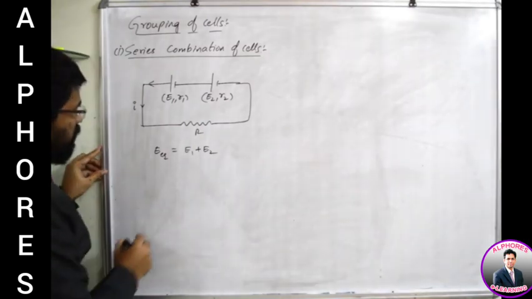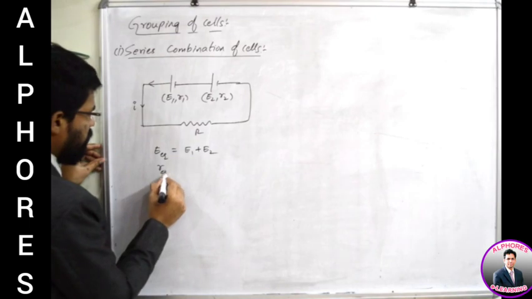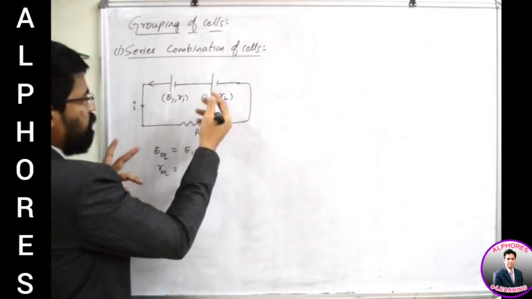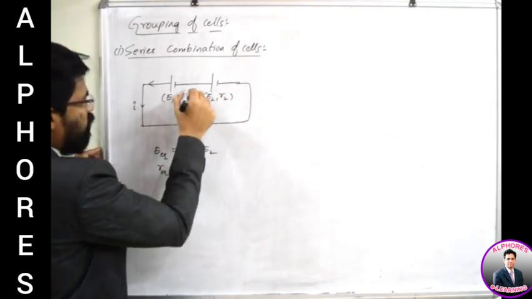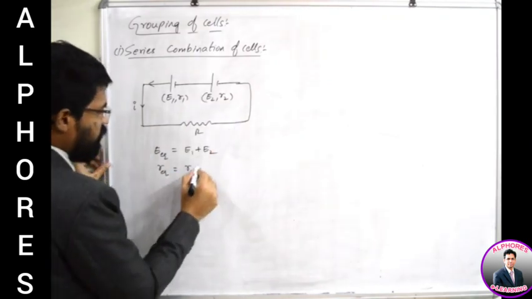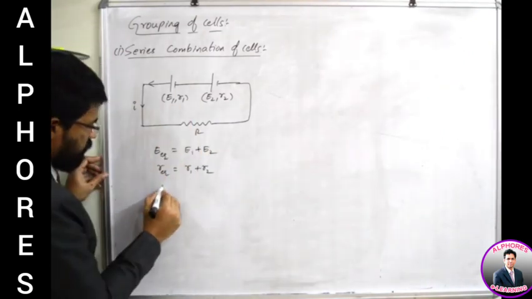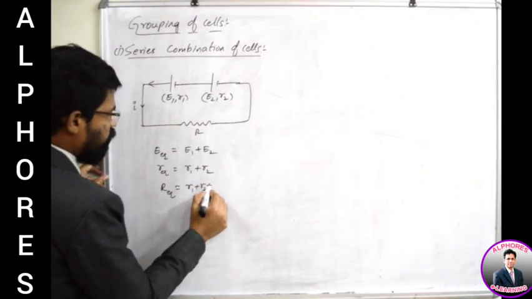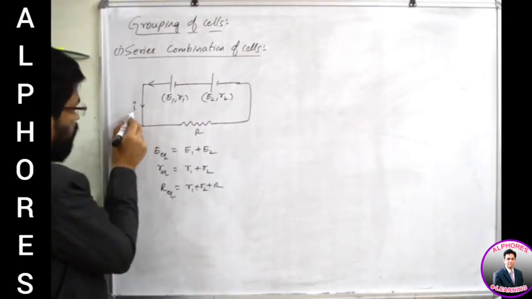And what about the effective value of internal resistance, small r equivalent? In each cell you can imagine the internal resistance as a small resistor here and another small resistor here. Both are in series only. So the effective internal resistance can be written as r1 plus r2. What is the total resistance offered by the circuit? R equivalent is equal to r1 plus r2 plus R. This is the resistance offered to the flow of this current I.